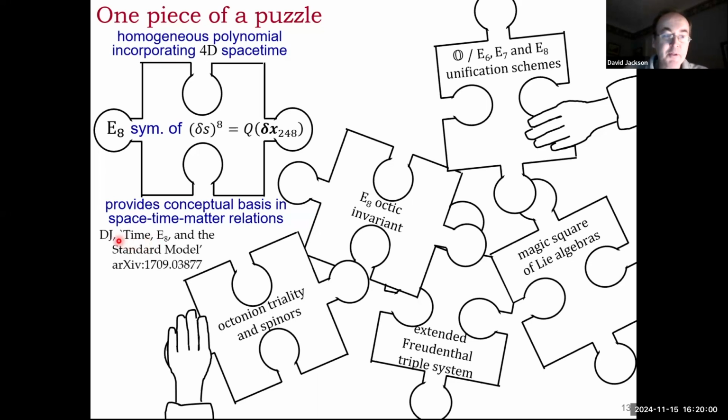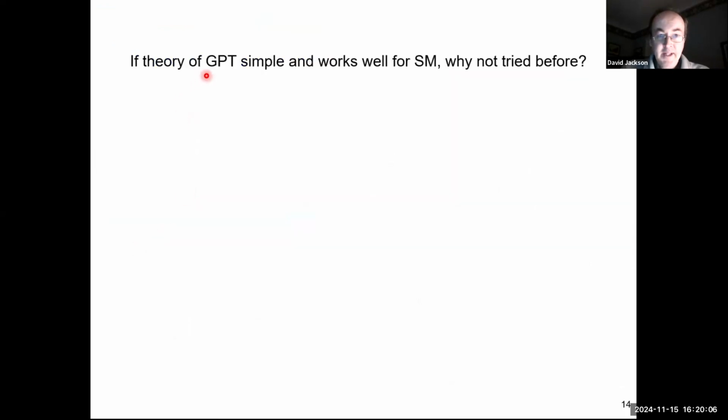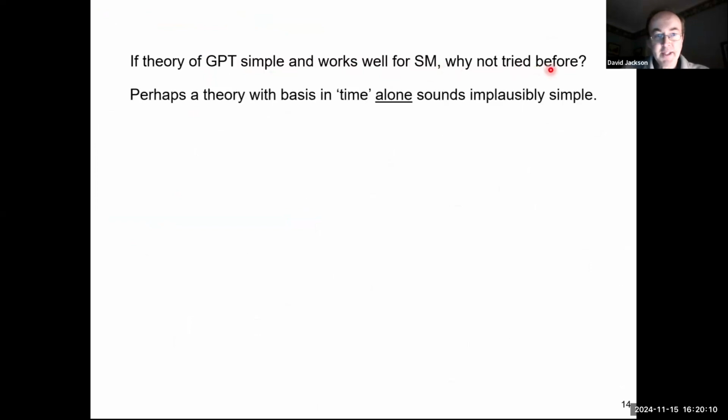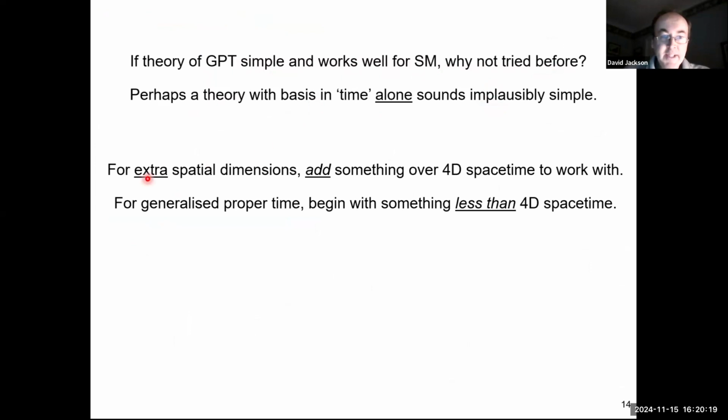So let me just address this conceptual issue of starting with time as the basic element of the theory. So basically, if this works well for the standard model, why isn't it already being used? And I think it is because it just sounds implausibly simple to base a theory just on time as the basic element. So for example, if you start with the extraspatial dimensions, you start out by adding something over the four-dimensional spacetime. So it sounds plausible that you can use this additional structure.